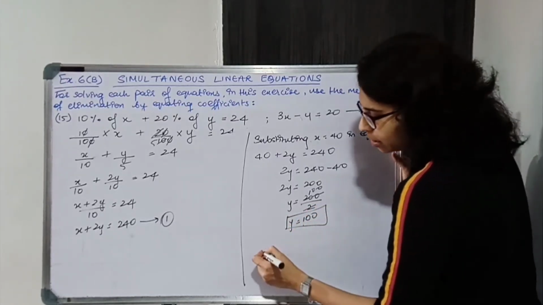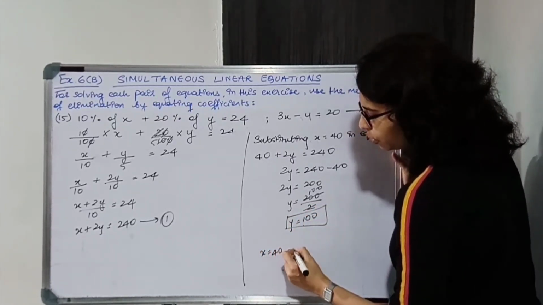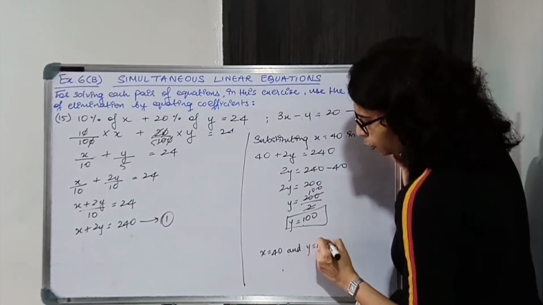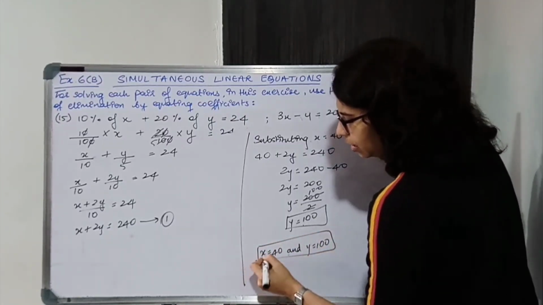So write down the final answer. x is equal to 40 and y is equal to 100. Box the answer.